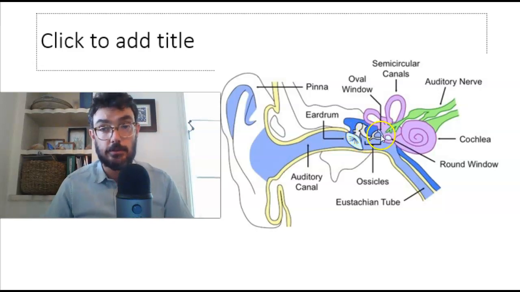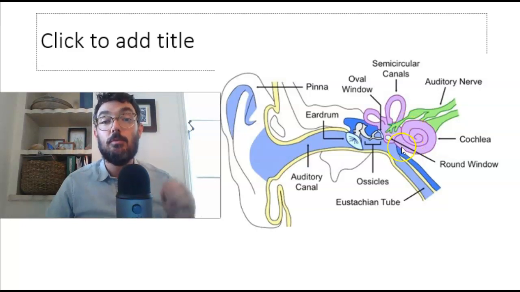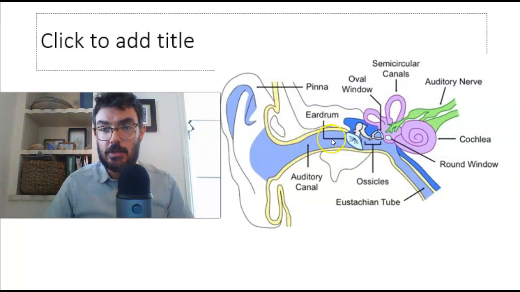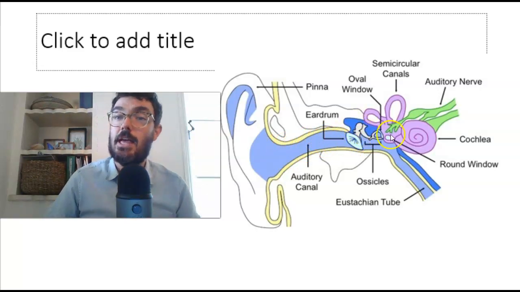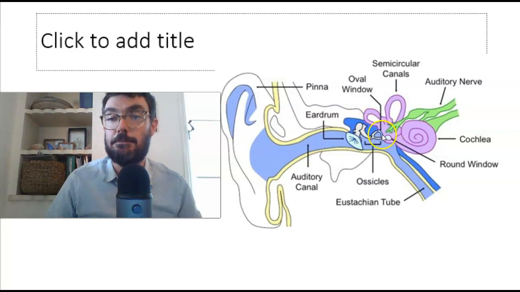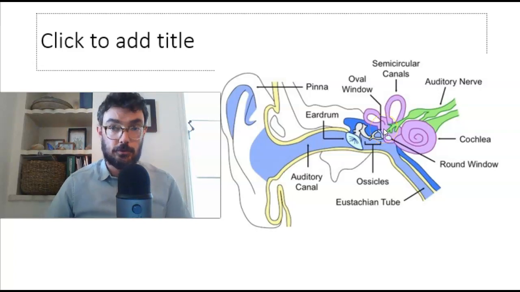These are called the ossicles collectively, and the ossicles are going to transfer those vibrations to this snail-like structure. This is called the cochlea, and this in the cochlea is where the actual receptors are located. So all of that mechanical movement of vibration in the air gets sent through the auditory canal, transferred from the eardrum to the ossicles, and then bumps up against the cochlea.